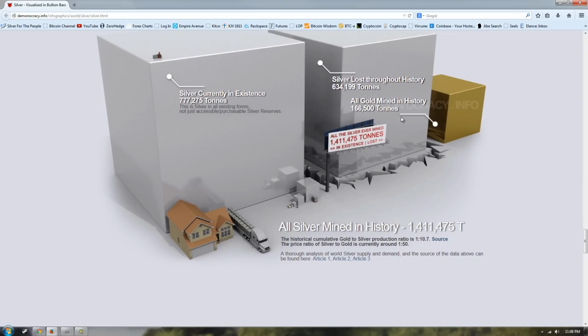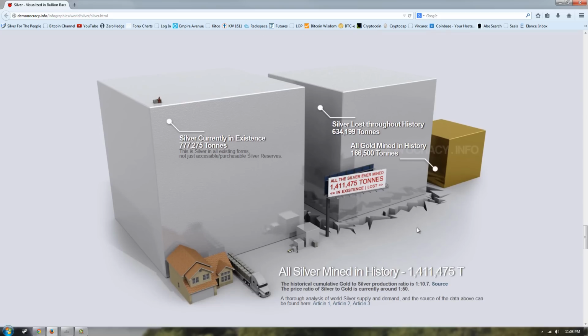So let's get down to the big infographic here. And this is all silver mined in history. So you can see here this is going to be 1.5 million tons, and I don't have the conversion ratio for ounces, but you can see how large an amount of silver is lost. You can see that silver currently in existence is said to be 777,000 tons, and the silver lost is said to be 634,000 tons.